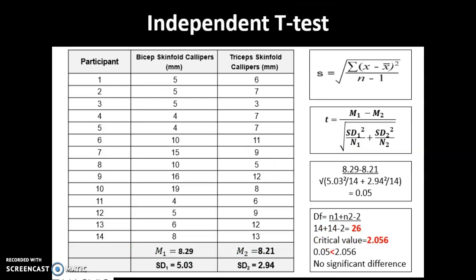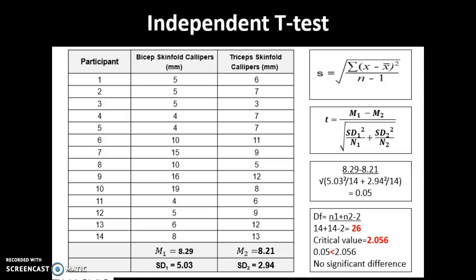This is the independent t-test. The formula for this is mean 1 minus mean 2 over the square root of the standard deviation for dataset 1 squared over the number of participants plus the standard deviation for dataset 2 squared over the number of participants. Firstly, what you have to do is work out the mean of both sets of data by adding all the values up and dividing it by the amounts of values there are in each set of data. This gives me 8.29 for mean 1 and 8.21 for mean 2.